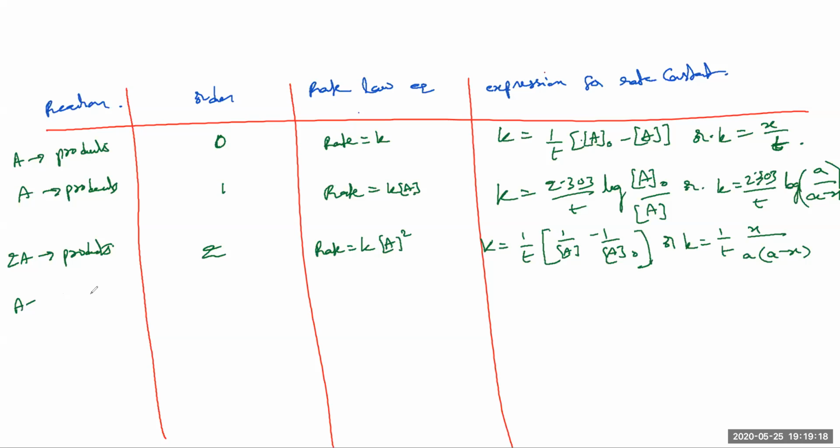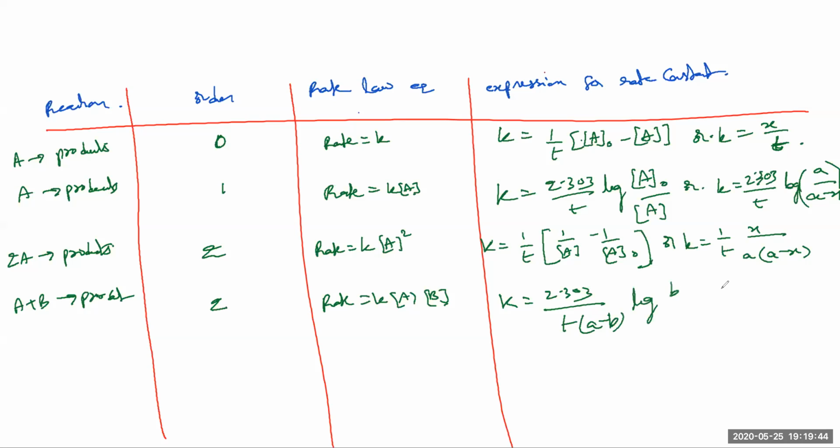A plus B gives rise to product. The reactants are different, not similar. For second order, the rate is equal to k into concentration of A and concentration of B. So I am writing the direct formula. We derived k is equal to 2.303 by t into (A minus B) into log of B into (A minus x) by A into (B minus x).